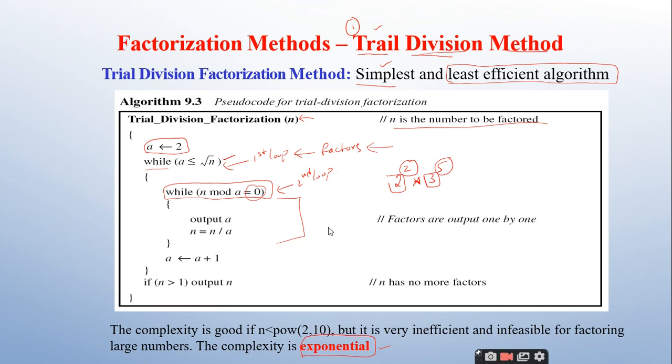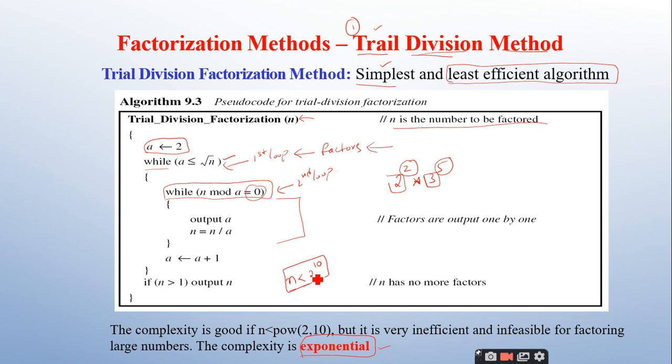So this is how the trial division method is defined. This trial division factorization method works well for numbers less than 2 power 10. But once you increase the number beyond 2 power 10, it becomes very inefficient, and it is infeasible for factoring large numbers.